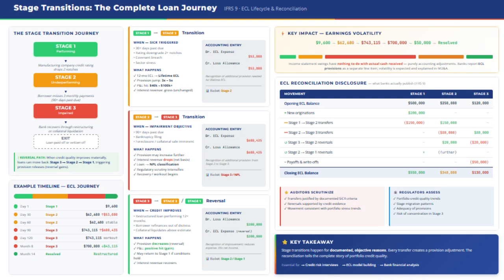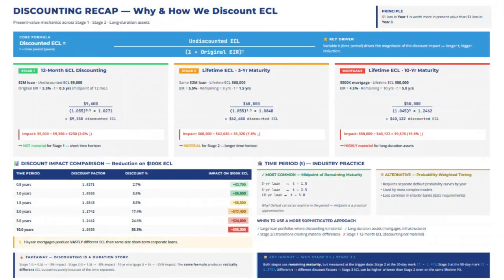Now the discounting recap. It's about the present value mechanics, and it matters more for some stages than others. The core formula is that the discounted ECL is equal to the undiscounted ECL over 1 plus the original EIR to the power of t, where t is the time period. And the longer the time horizon, the bigger the discounting impact we would see. So I would ask you to go through these calculations in Stage 1, Stage 2 and the mortgage lifetime ECL one. If you have any doubts, drop me a comment and we'll discuss that.